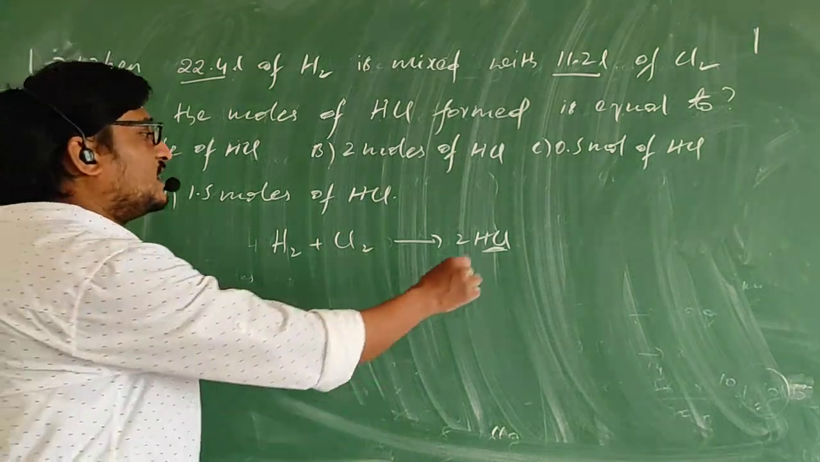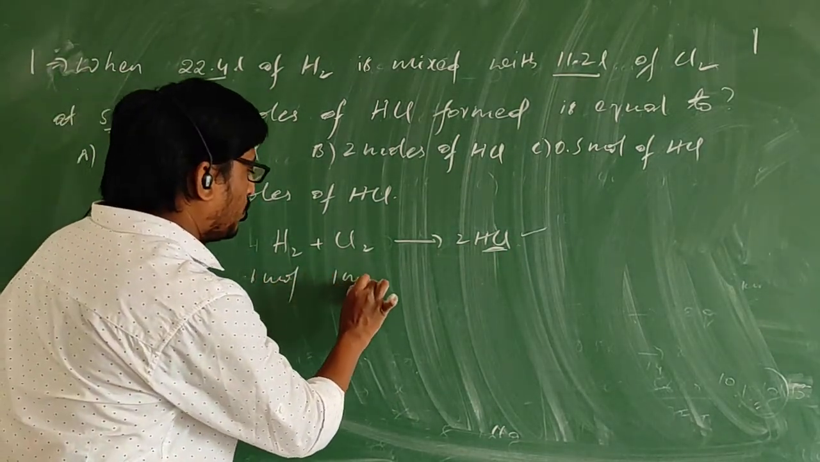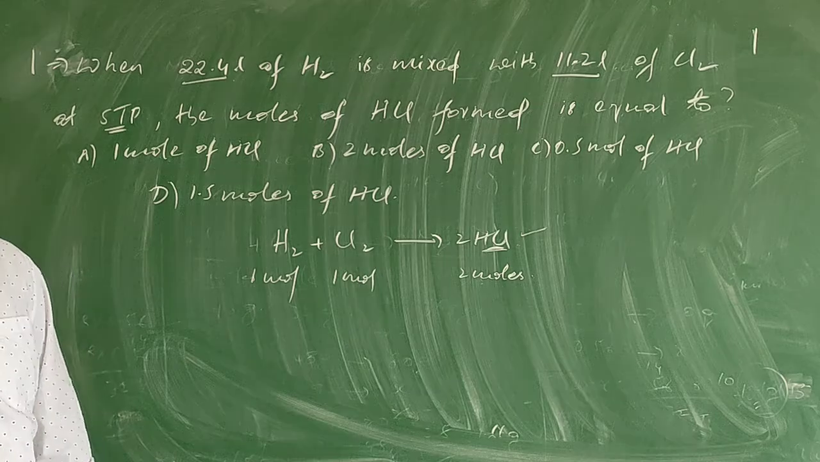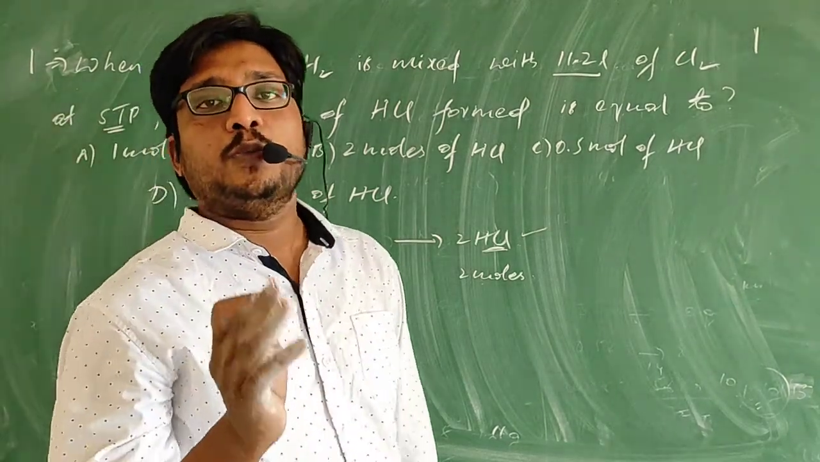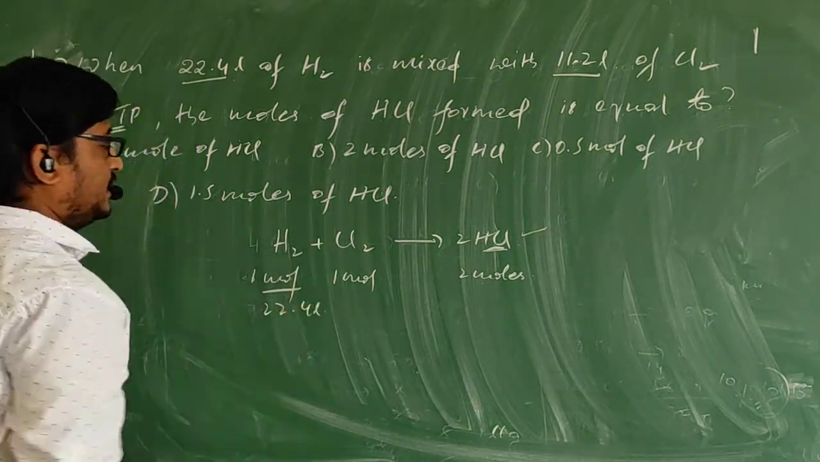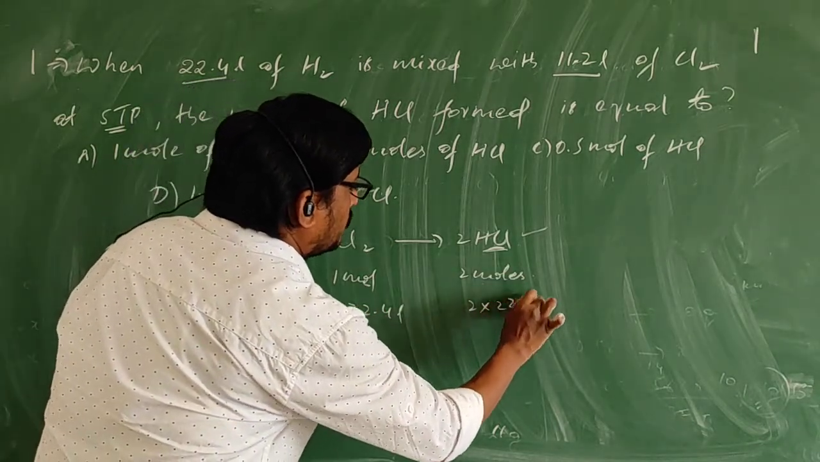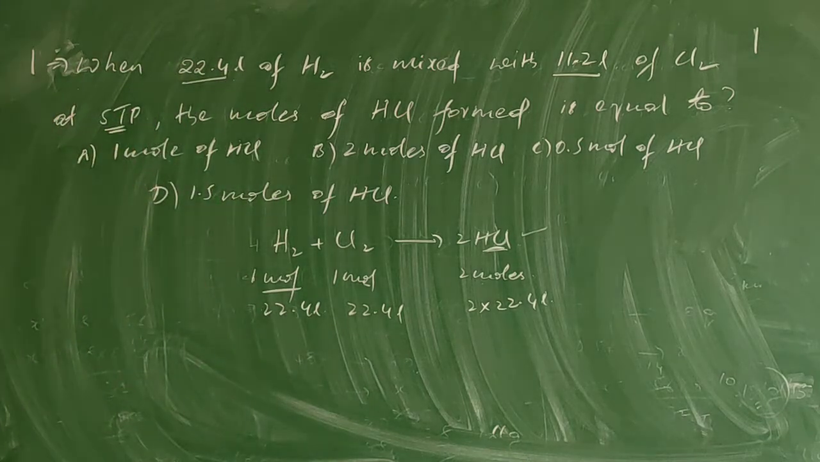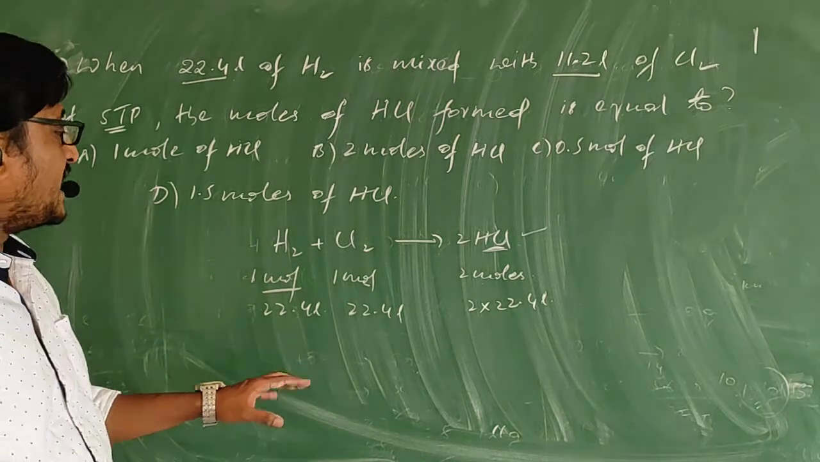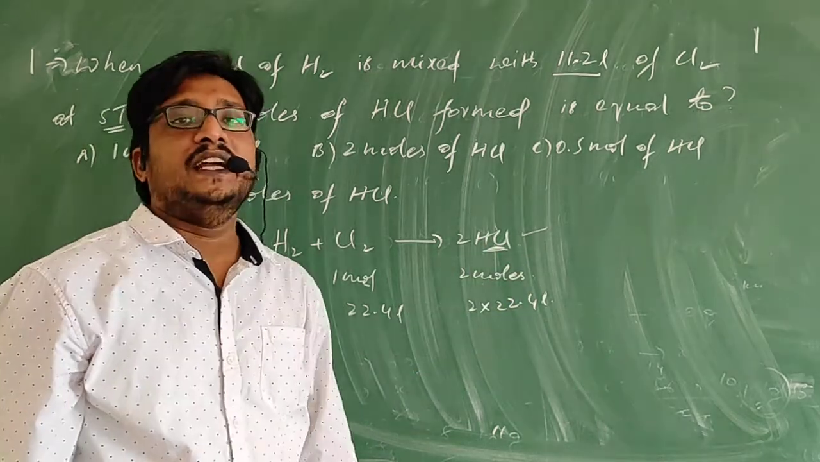Okay. So this is the standard equation. From the standard equation, you can understand that 1 mole of hydrogen reacts with 1 mole of chlorine to form 2 moles of HCl. And we know that at STP, 1 mole of any gas will occupy 22.4 liters volume. So here, 1 mole of hydrogen means 22.4 liters, 1 mole of chlorine means 22.4 liters, 2 moles of HCl means 2 into 22.4 liters. So 22.4 liters of hydrogen will react with 22.4 liters of chlorine to form 44.8 liters of HCl.